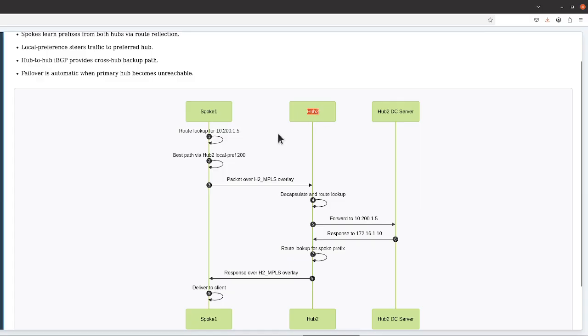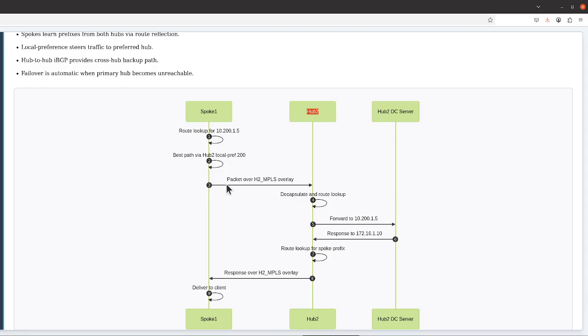Spoke 1 has BGP sessions to both Hub 1 and Hub 2, so it has learned the prefix 10.200.0.0/16 from both sources. Because of our community tagging and local preference manipulation, Spoke 1 has selected the path through Hub 2 with a higher local preference, even though it has a path through Hub 1 available.